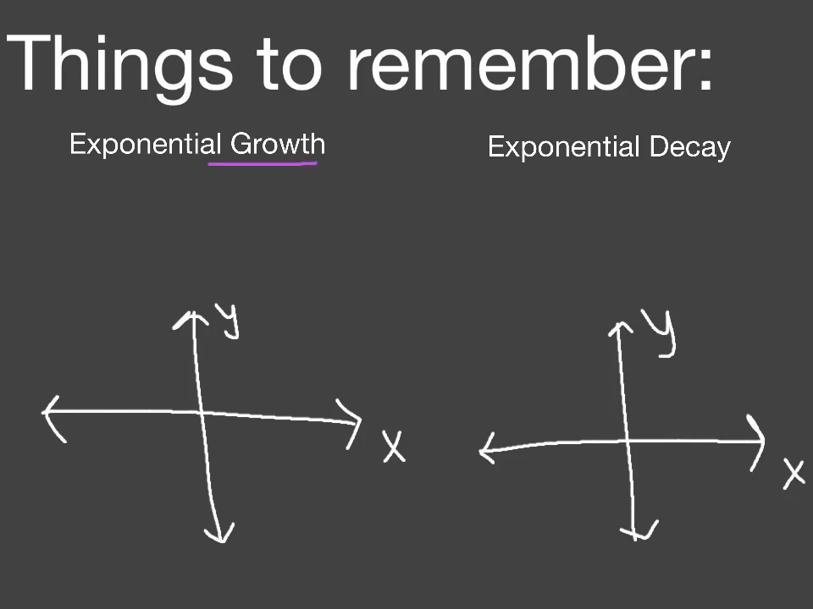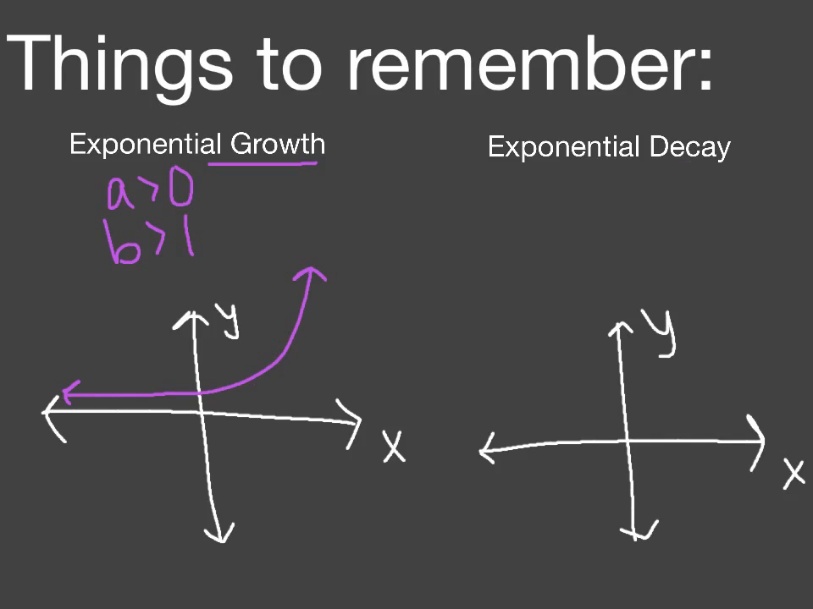Growth, for our situation, is when our a value, or our starting value, is going to be greater than 0, and when our common ratio is also going to be bigger than 1. So that's when our graph starts low and gets high very fast in that curve shape. Again, please recognize that we never go underneath the x-axis.